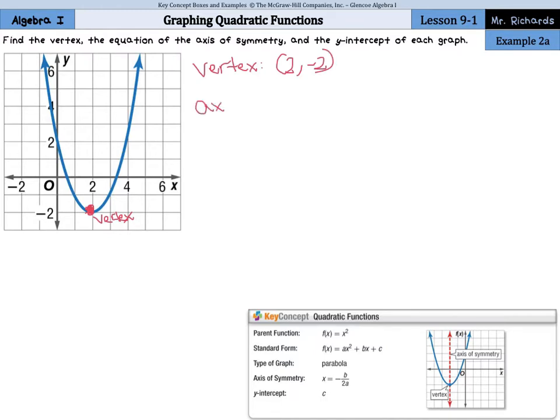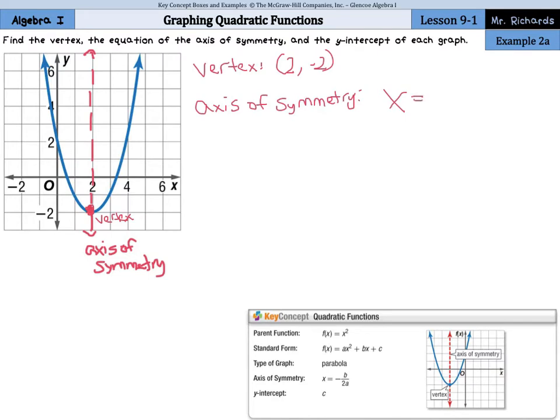What about our axis of symmetry? Well, that would be right around here, and it goes through our vertex, so we can draw in a dotted line here, or a dashed line, that goes through. We can label that our axis of symmetry. And when we think about an equation for this line, it's where all the x's are equal to 2.